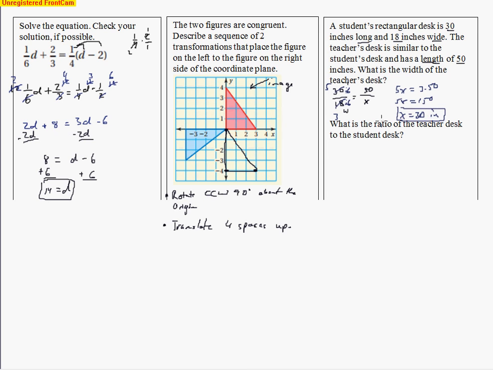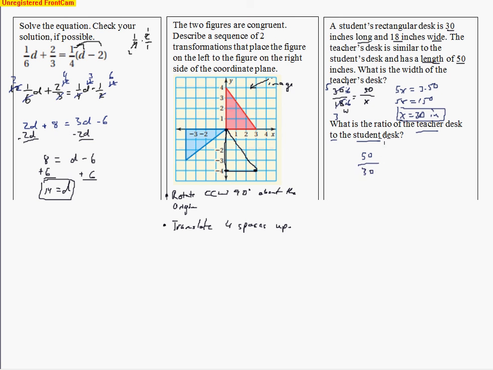So now they want to know the ratio of teacher to student desk. So teacher on top, student on the bottom. So just take some of the numbers. I'm going to take the length. So teacher on top, so this teacher's length is 50, and the student's is on the bottom. So now since I started with length, I got to continue with length, and it is 30.